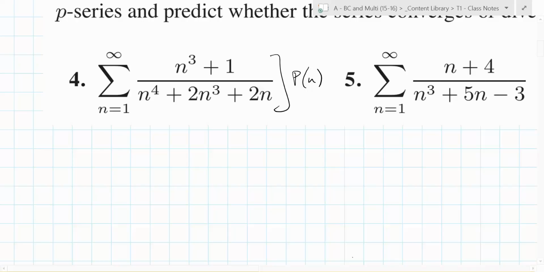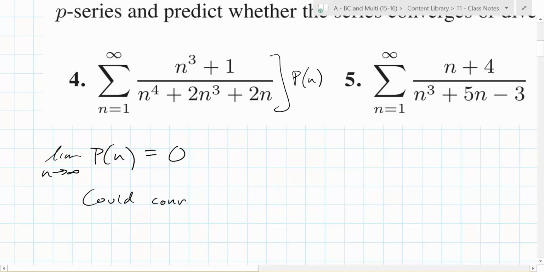So if we used end behavior, if we did the limit as n goes to infinity of, we called it p of n, what's that going to be? It's going to get infinitely close to 1 over, but what is the end behavior? What is it going to? It's going to 0, right? So that at least gives it a chance it could. All we know now is that it could converge.